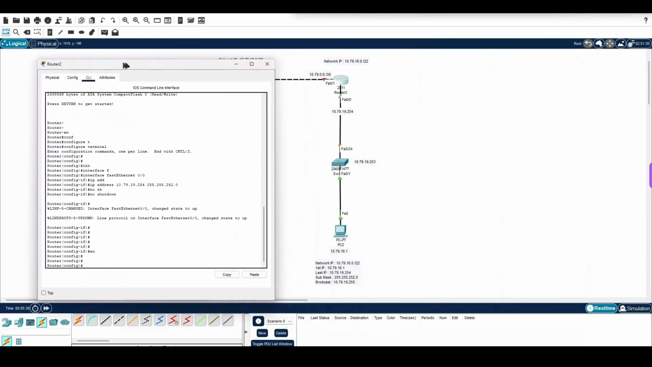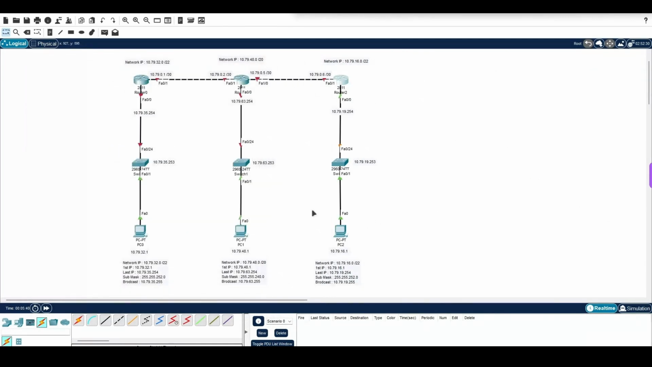So I think right now all hosts on this network can communicate between each other. So let's try it. Yep, this PC can ping the router. So I will go ahead and repeat the same process that I did here on this branch and this branch too.